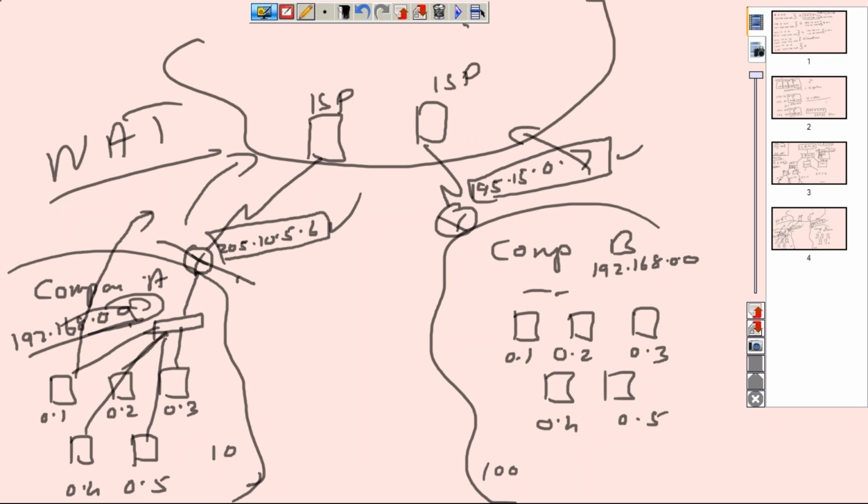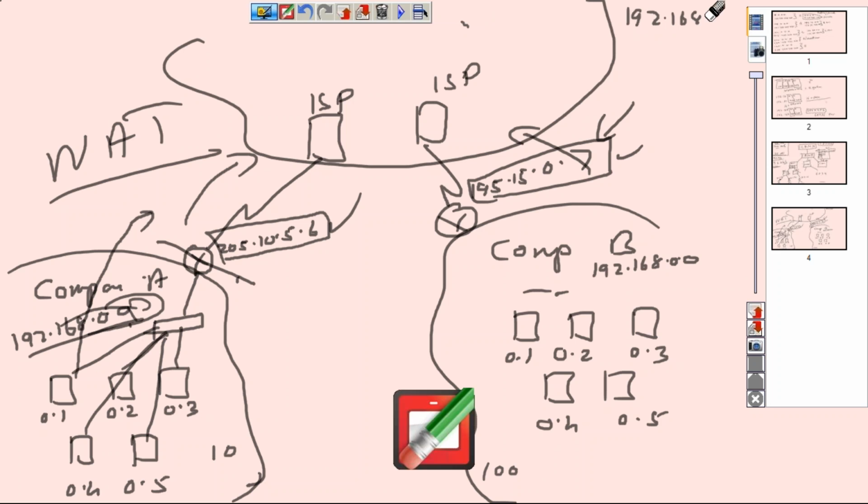Yes, in company B, the IP address is 195.15.0.7. How can I figure out it's a private one? Are we talking about this IP address here? Yeah. Now remember in class C, what is the private range? 192.168.